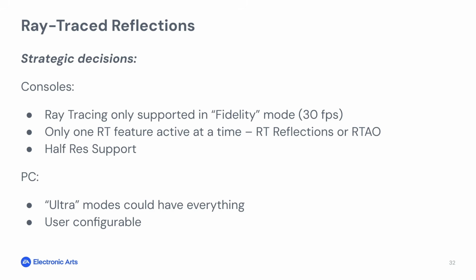And finally, for consoles, we thought running reflections in a half-resolution mode might be useful. SSR already had this feature, which had been used in previous titles and previous consoles, and we figured we should have it in our back pocket for ray tracing as well. When it came to PC, we decided to relax things a bit. If you have a newer video card, then you can turn everything on.